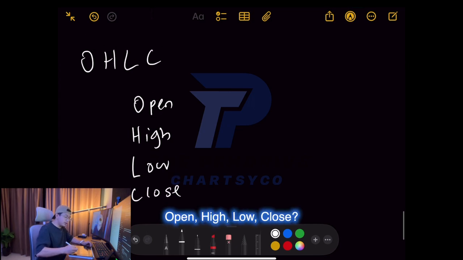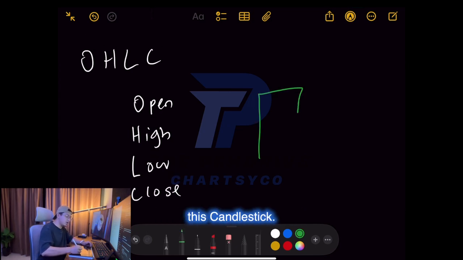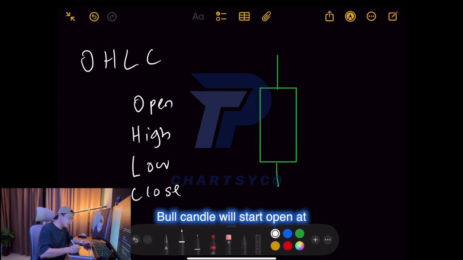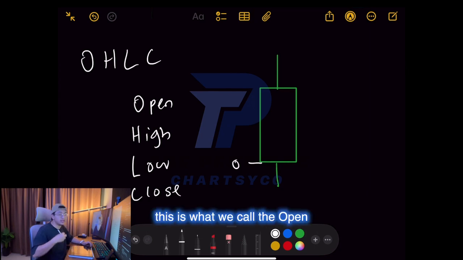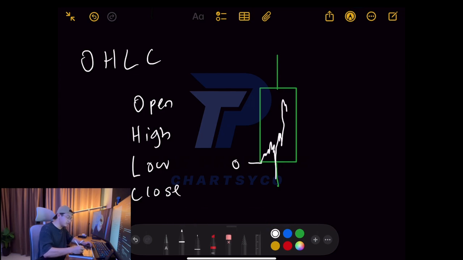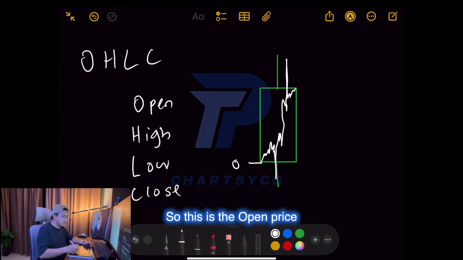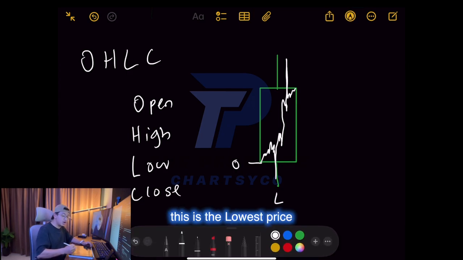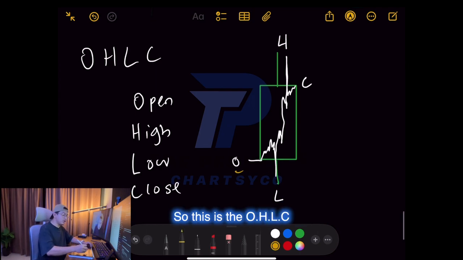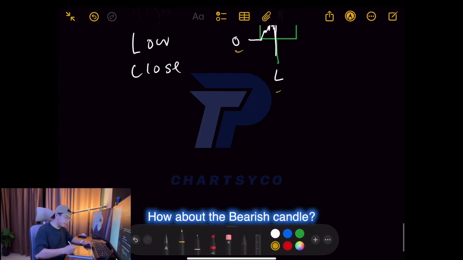So where are the open, high, low and close? Let's take a look at this candlestick. A bull candle will start by opening at this level. This is what we call the open, and then it pushes higher up, maybe going down a bit along the way, and then it closes here. So this is the open price, this is the lowest price, this will be the closing price, and this will be the highest price. This is the OHLC for a bullish candle. How about a bearish candle?